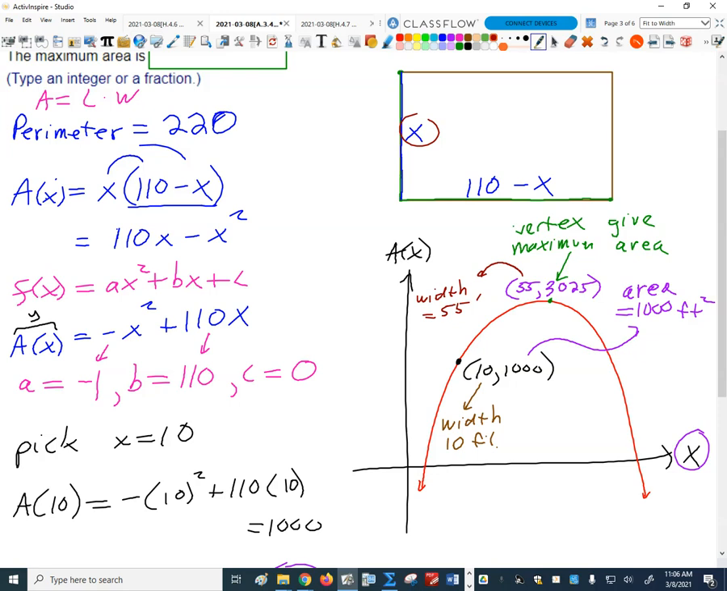How about the other part of it? What does the 3025 tell us? Well, the output is an area, right? The y-coordinate here corresponds to a of x. So that means that the area equals 3025 square feet, because we measure area in square feet. Okay, give me a 1 to 5 on that.